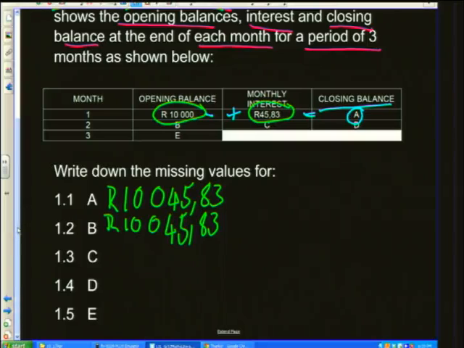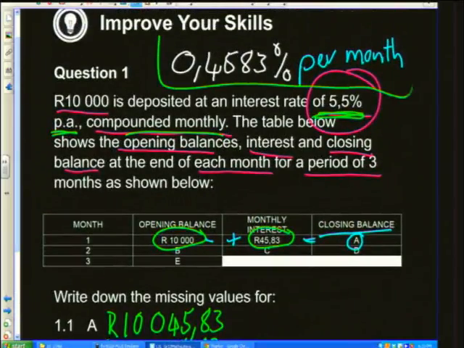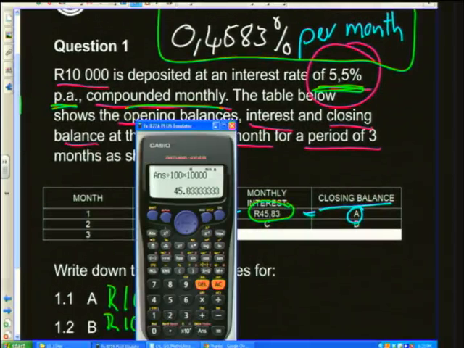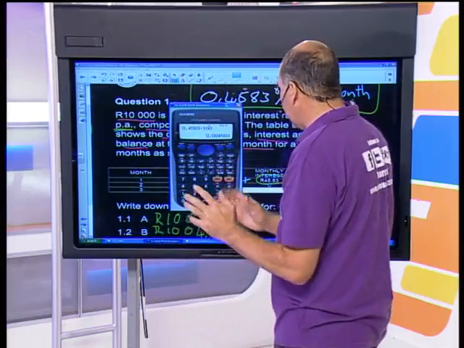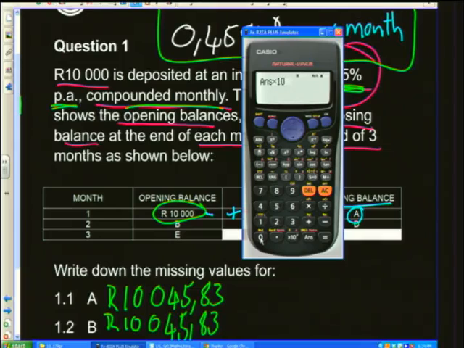So we've now got a different amount to start with. How are we going to calculate the interest on that amount? So I need my calculator. Remember what we said? The amount per month, the critical value that we're dealing with, is the 5.5% divided by 12, which is 0.4583%. So let's clear this, and we're going to say 0.4583, divided by 100, because that will give me my percent. Okay, that's my percentage. I haven't made a mistake. I'm now going to multiply it by the opening balance. And the opening balance was 10,000, same as the closing balance, and 45 Rand and 83 cents.